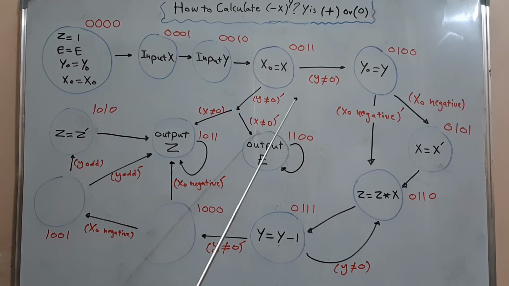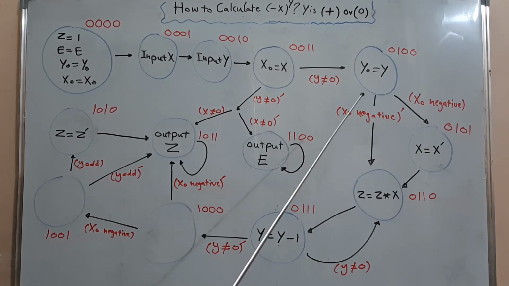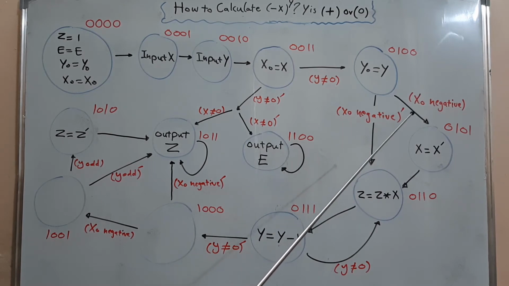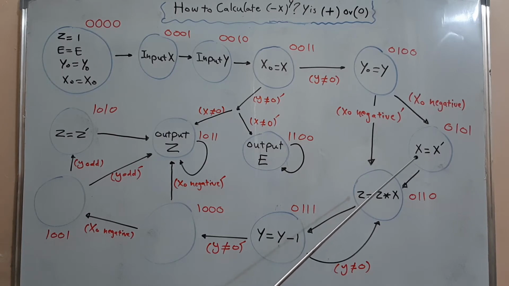If y is not equal to 0, then yo will be equal to y. After that step, the computer system will test whether xo is negative or not. If xo is negative, then x is equal to x inverse. If it's not negative, then z will be equal to z multiplied by x.